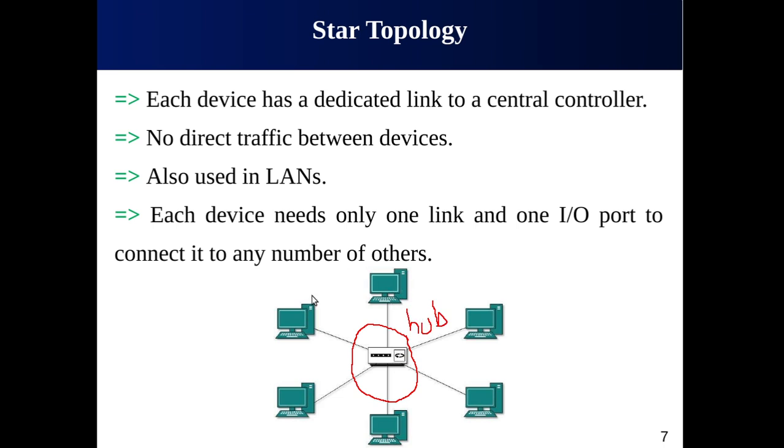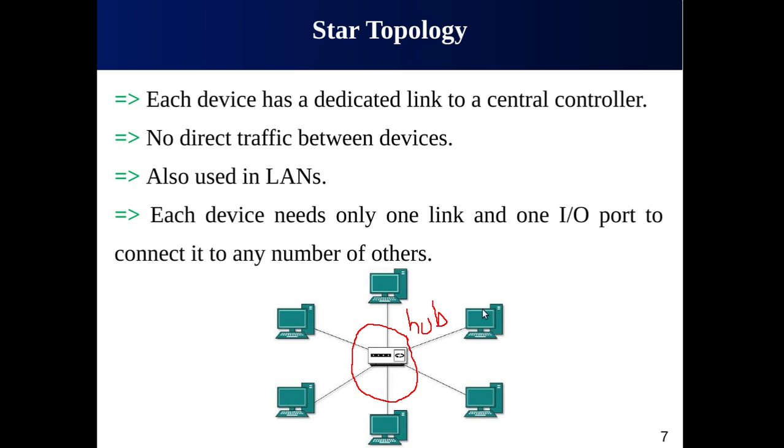What does it mean? It means that we have different devices, but the devices are not directly connected or linked with one another. They are actually connected individually with the centralized authority controller, which is known as the hub. So a star topology does not allow direct traffic between the devices. All the traffic must pass through this centralized authority. Every communication between the hosts takes place through only this centralized hub.